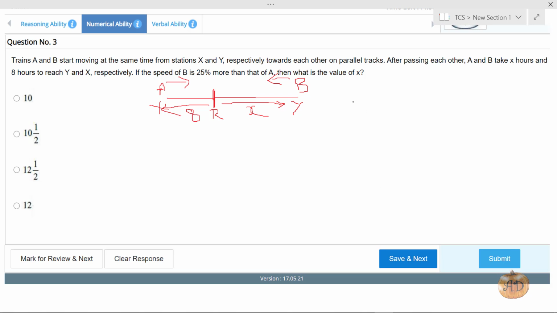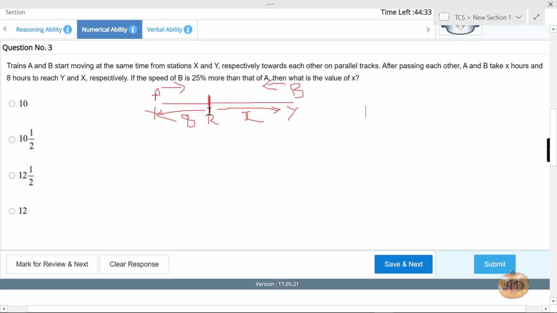Now to solve this, there is a specific formula. Wherever you see that they are meeting at a common point, and after meeting at the common point, the hours are given to reach the destination, then you can simply write the formula. The formula is S1 divided by S2 is equal to square root of T2 divided by T1.